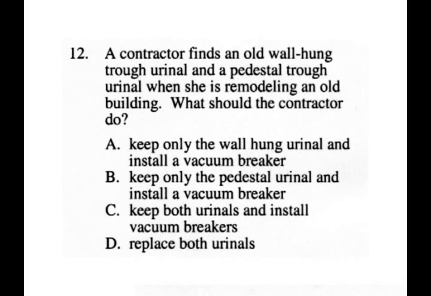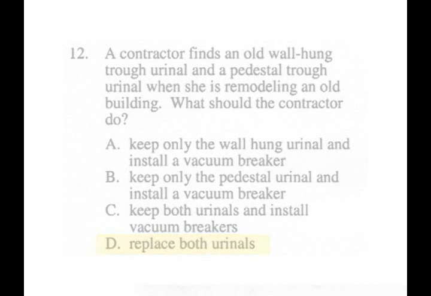Number 12, a contractor finds an old wall-hung trough urinal and a pedestal trough urinal when she is remodeling an old building. What should the contractor do? D is the correct answer. Replace both urinals. They are both out of code.